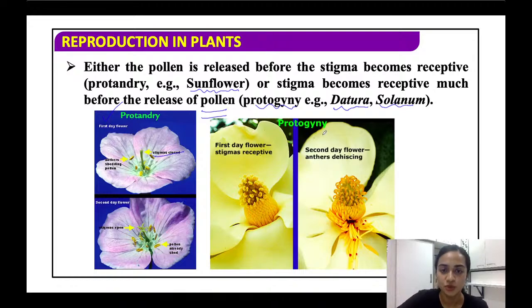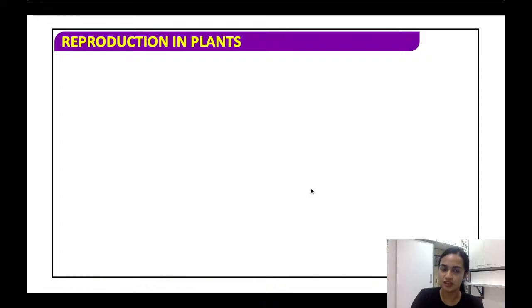All right. Protogyny: on the first day of flowering, the stigma is receptive, but the anther is not ready. And on the second day of flowering, the anther is dehiscing, that means the pollen grains are released, but the stigma is not accepting. So this will now lead to a chance for cross pollination, which will cause variation.